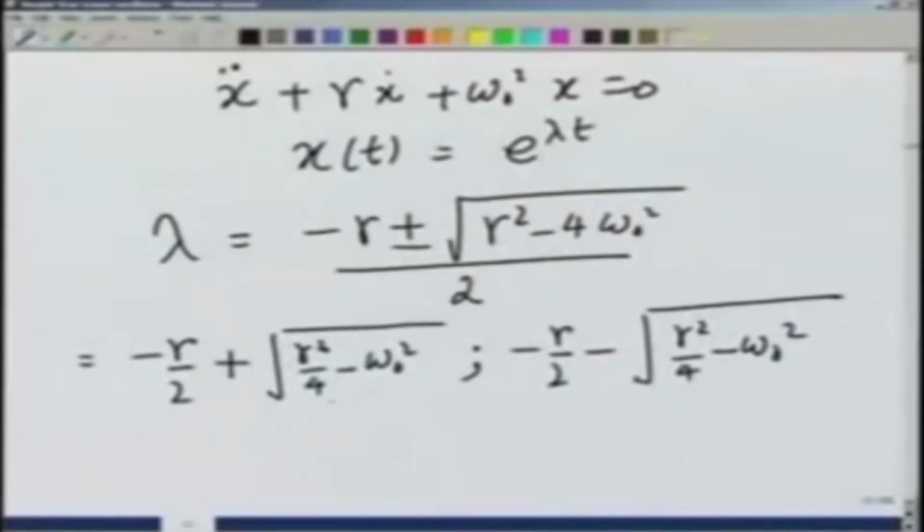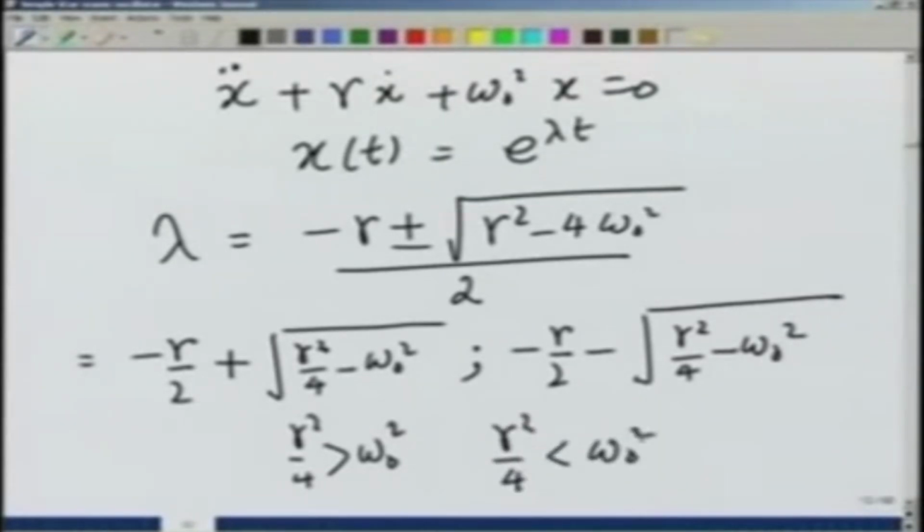For example, if gamma square by 4 is greater than omega 0 square, in that case I am going to have no imaginary part in the roots, and therefore the solution is not going to be of the oscillatory nature. On the other hand, if gamma square over 4 is less than omega 0 square, I am going to have an imaginary part in the roots, and that is going to lead to oscillatory motion, as we saw in the undamped harmonic oscillator case. So let us examine these cases one by one.